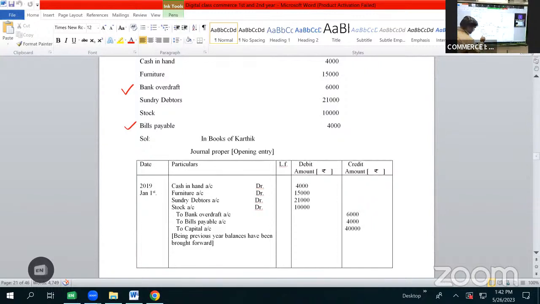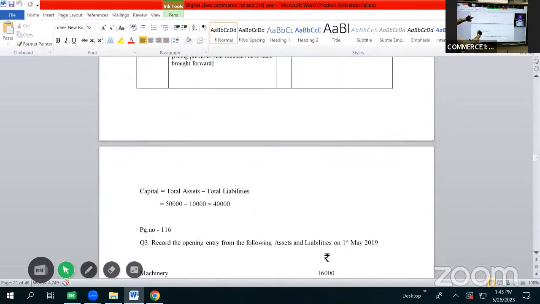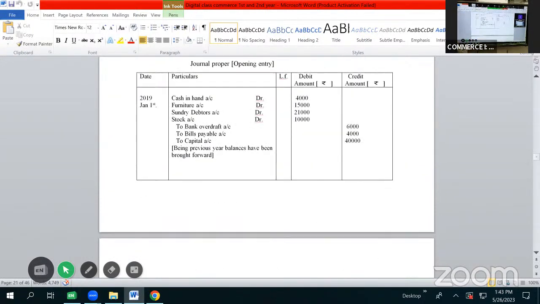Now we'll be finding the value for capital, which is recorded here as capital. So first we'll be writing it as to capital account, and now we'll try to find how we got the answer 40,000. This is our answer. Now let us check how we got the answer. So this is our answer, capital. Here we'll be solving it by applying the formula capital equal to total assets minus total liabilities. I'll write the formula here.